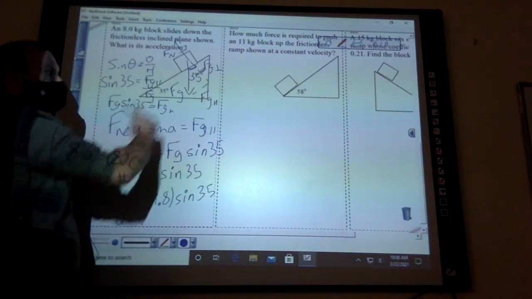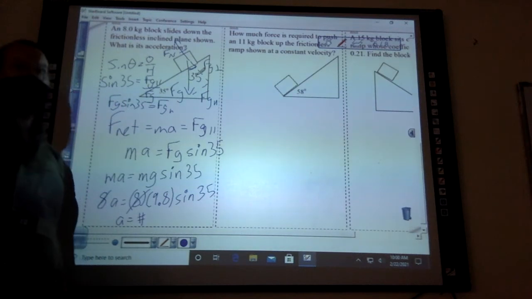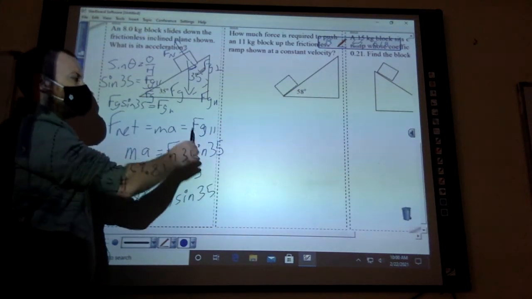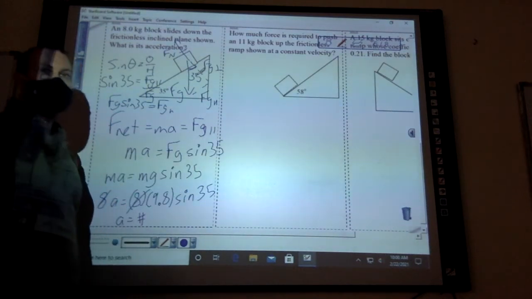Yeah, because we only want the one portion of it. We don't want the whole thing. So when I do Fg sine 35, that is the parallel portion of Fg.